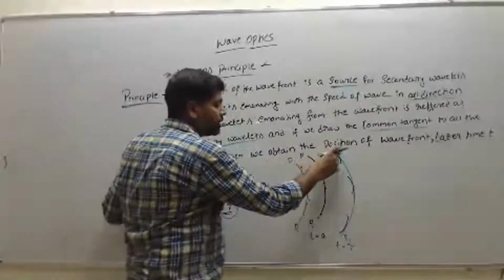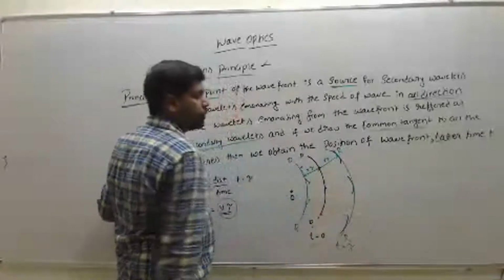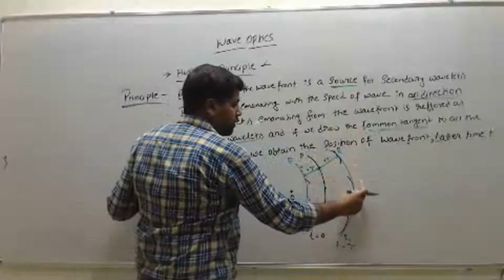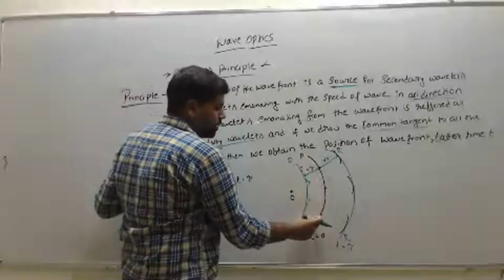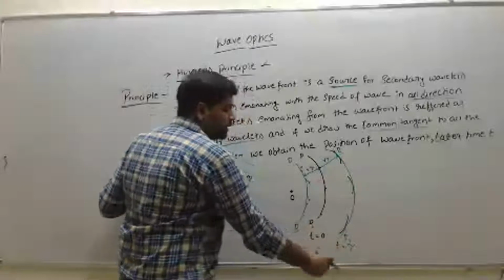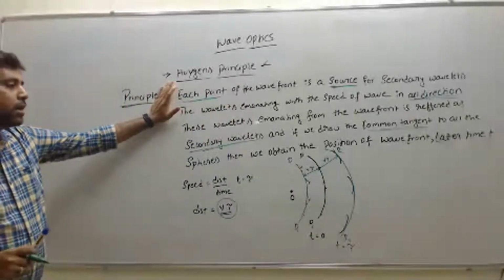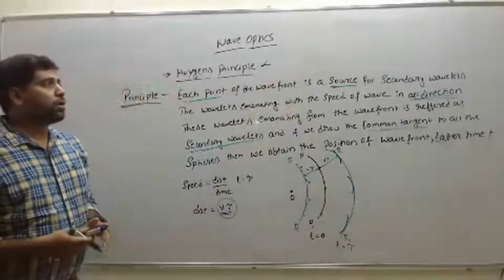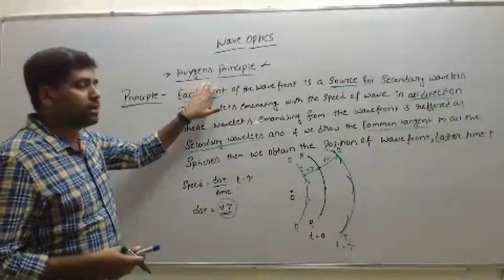Next, after drawing the spheres, we have to draw the common tangent to all the spheres. Then we get the new position of the wavefront. That is, position P1 will travel to R1 after the time t. So this is the Huygens principle. If we understand this, then we can easily understand the concept of reflection and refraction by using the Huygens principle.